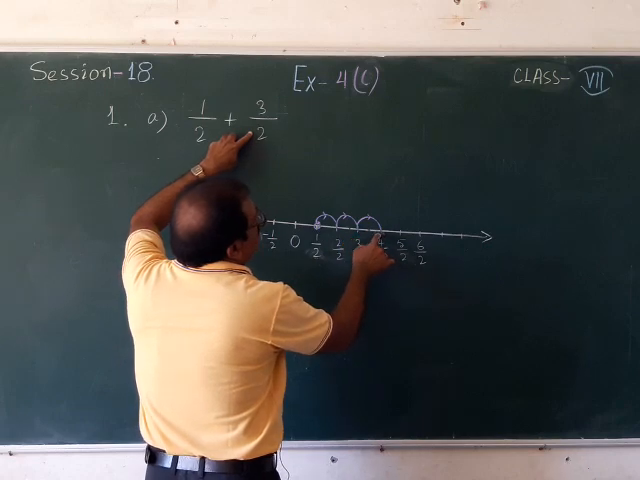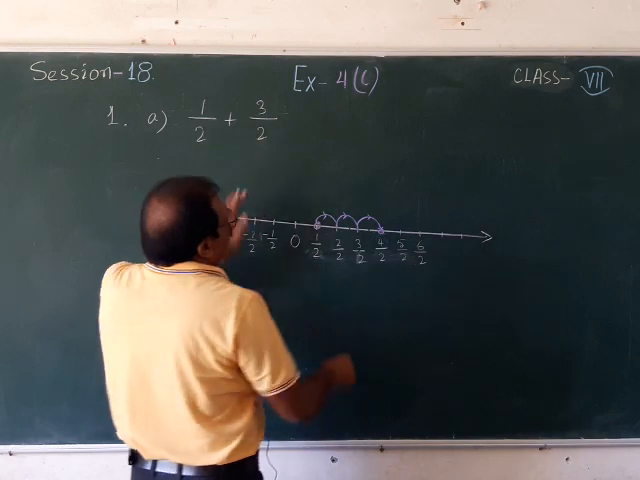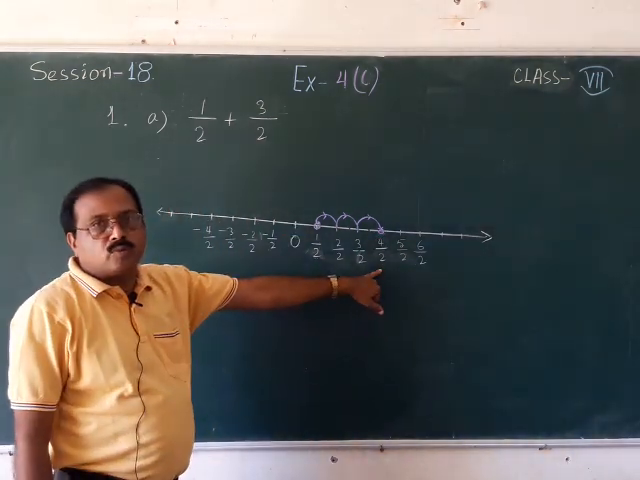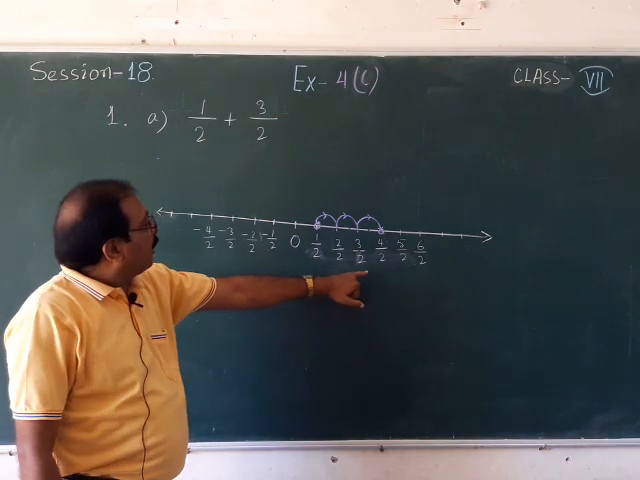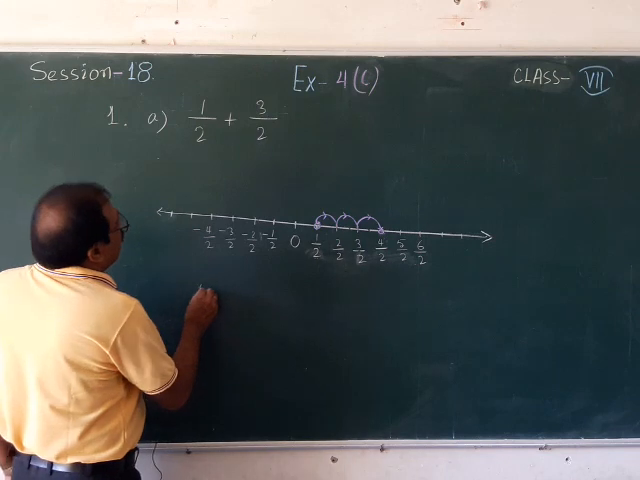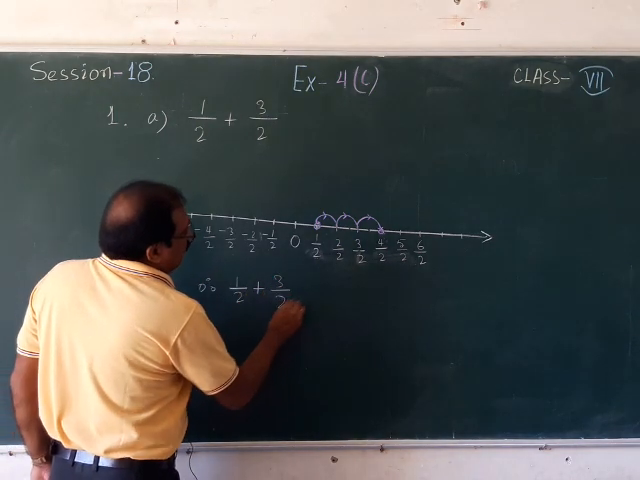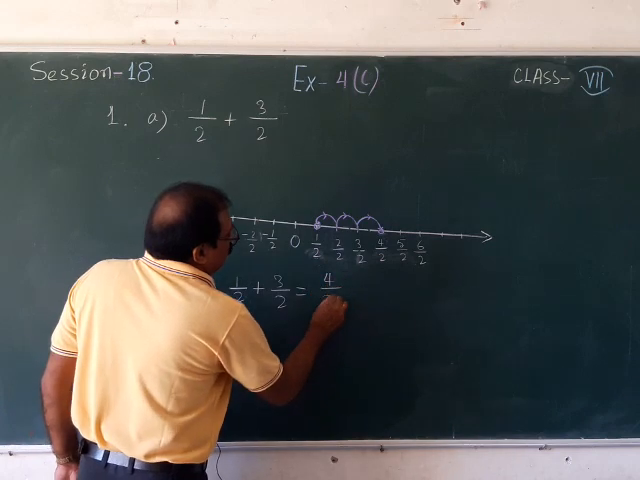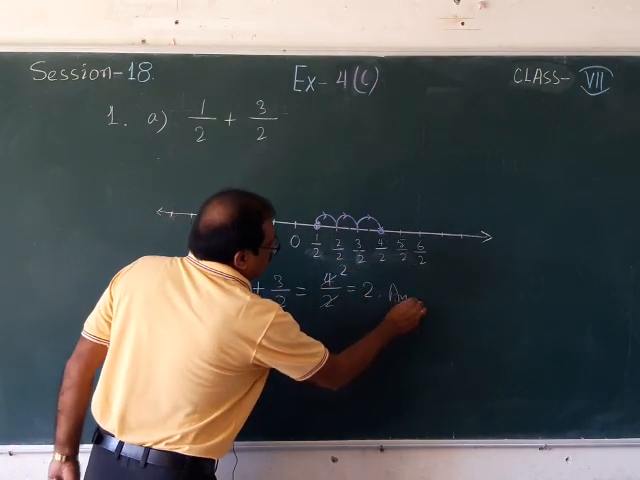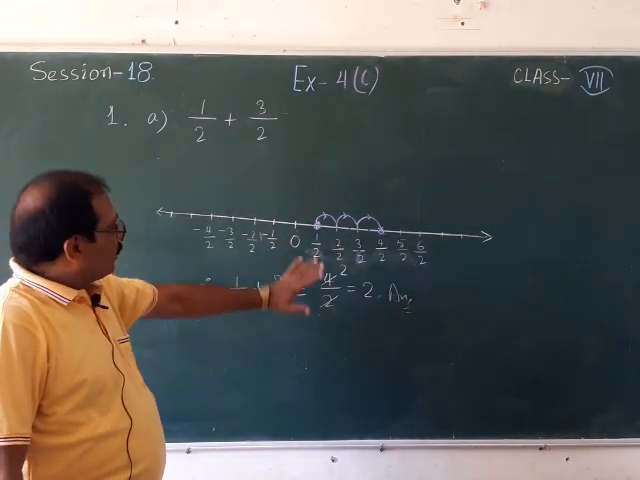So ultimately, where are you reaching? Where are you dropping? If you take 3 jumps starting from 1 by 2, you go to 4 by 2. That means the answer you are getting is 4 by 2. Therefore, you can write here that 1 by 2 plus 3 by 2 is 4 by 2, and as you know, 2 twos are 4, you can cancel. So the answer is 2. Like that you can finish it.